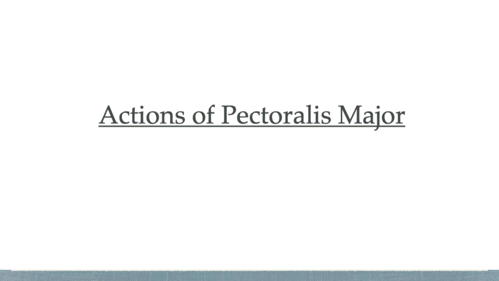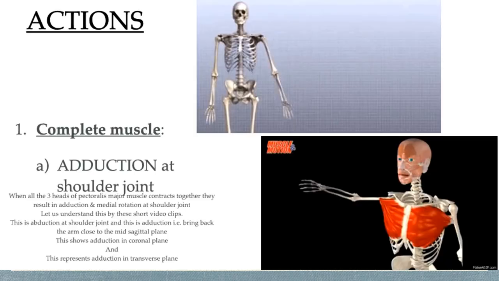So we now know that pectoralis major is a muscle, fibers of which take origin from bone in the pectoral region. The muscle fibers cross the shoulder joint anteriorly to get attached to the upper end of the humerus. Hence, this muscle will contract to bring about movement at shoulder joint. When all the three heads of pectoralis major muscle contract, they result in adduction and medial rotation at shoulder joint. This can be well understood by seeing the short video clips on the right.